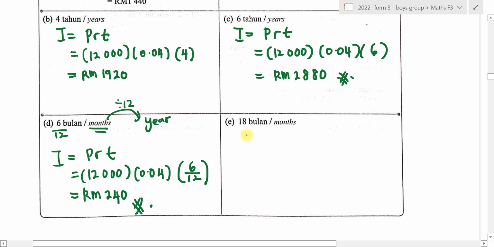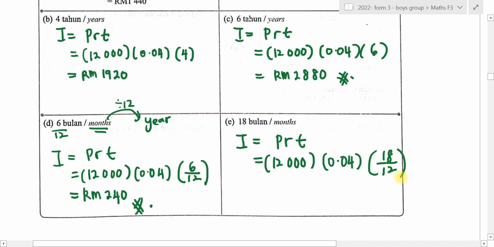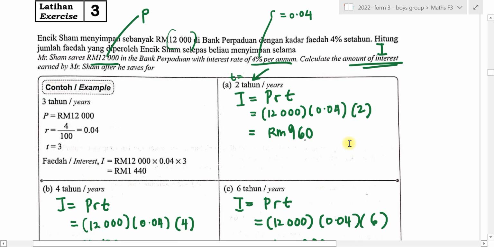Okay. Sharinat, for the 18 months. So you take the 12,000 times 0.04. 18 months is 18 divided by 12. Okay, must be in years. 720. 720 is the correct answer. You just put the RM at the final part. No need to put it in between. Okay. So this is how you calculate the simple interest.